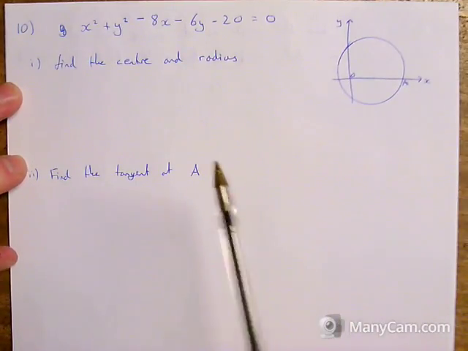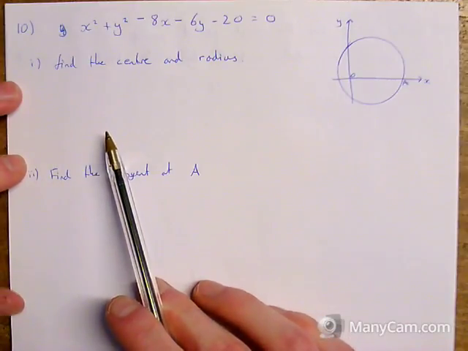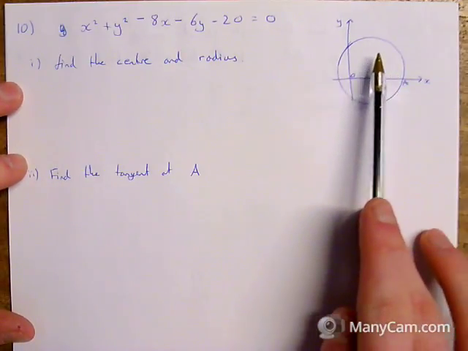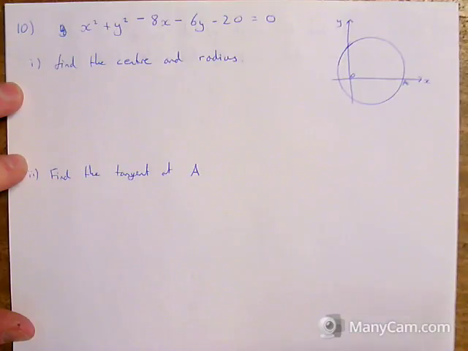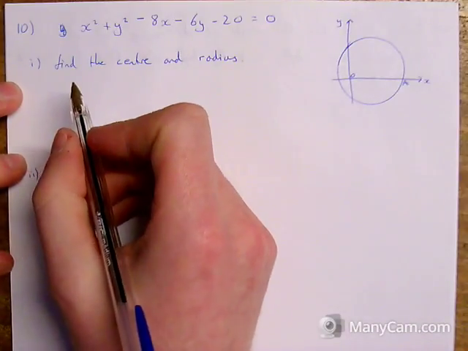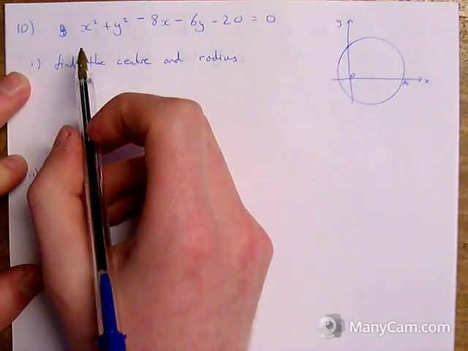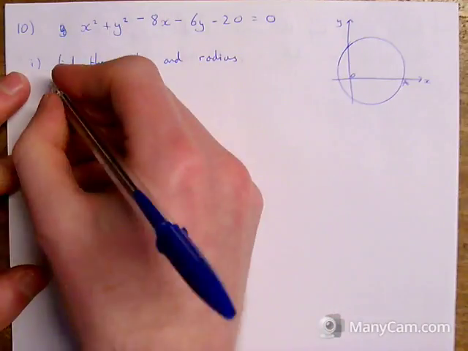So it's the equation of a circle. Find the centre and radius of that circle. And they even give you a diagram that looks something like this to help you out. So first things first, I need to complete the square on this equation here.